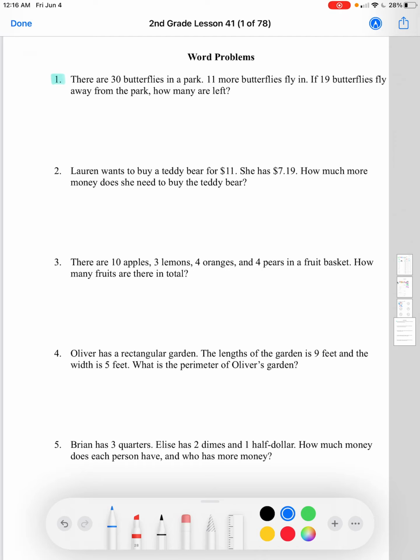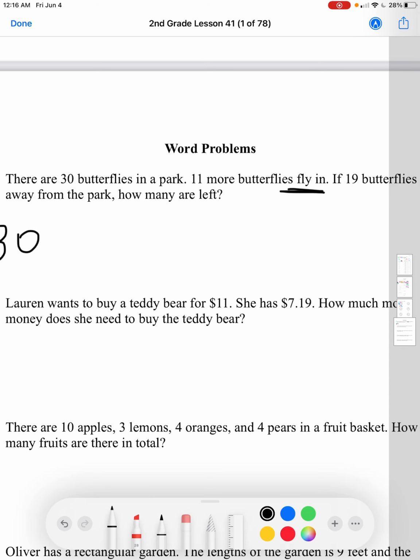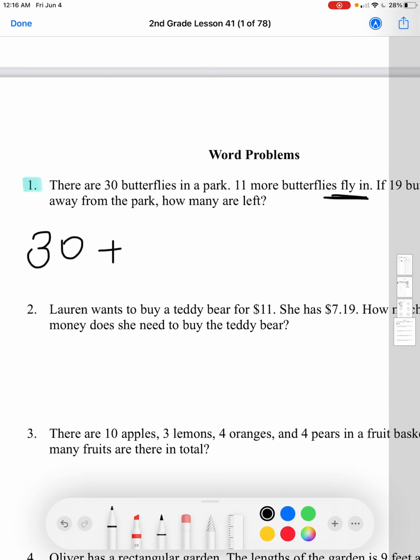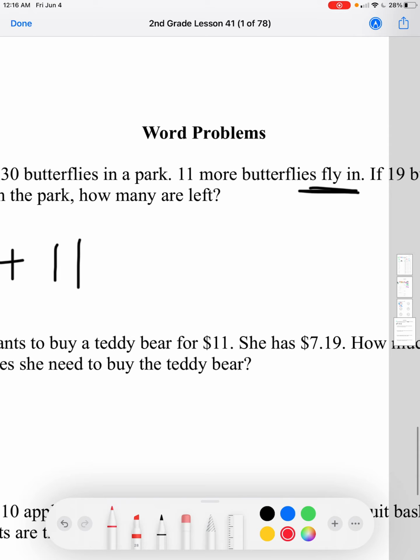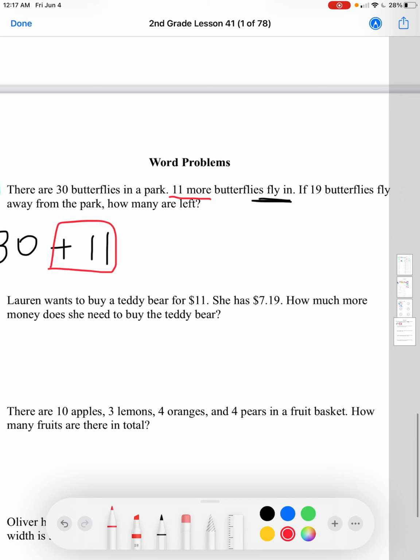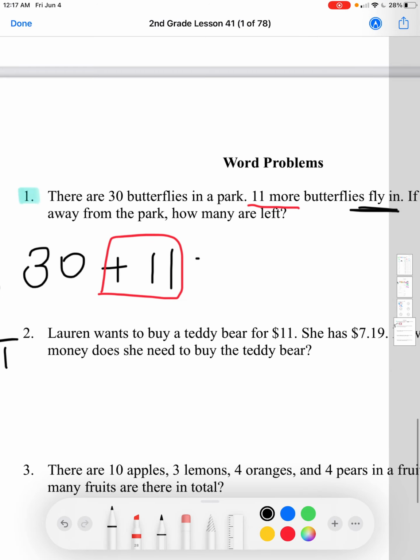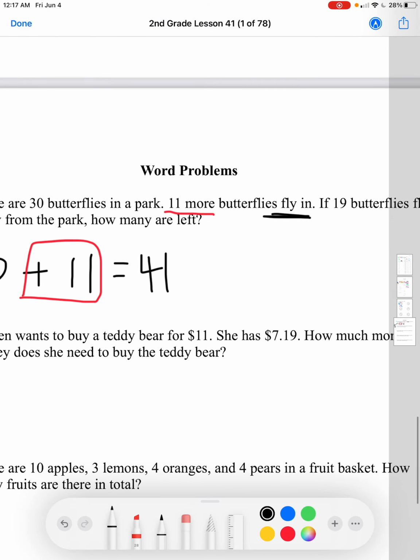Lastly, we'll go into word problems. Number 1, it says there are 30 butterflies in a park, 11 more fly in. If 19 butterflies fly away from the park, how many are left? So let's first add. You start with 30, and then more fly in to the park. So there's 11 more, so we're adding. 11 more fly in, so we're going to be adding. Let's add that. 0 plus 1 equals 1, 3 plus 1 equals 4. So that is 41. Now we're at 41.